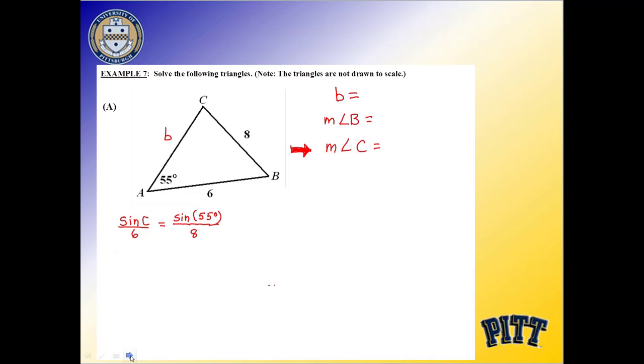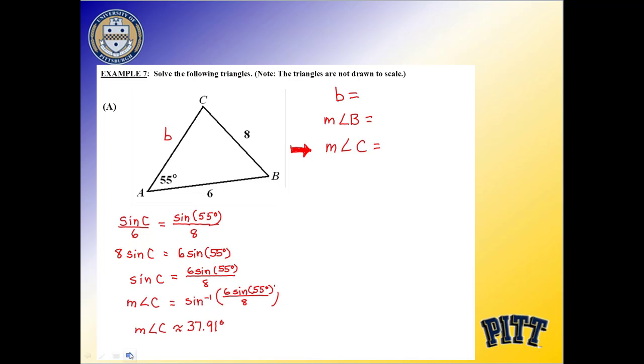So I use the law, I set it up: I have the sine of angle C over side C, which is 6, equaling the sine of 55 degrees, which is the sine of A, over side A, which is 8. So I solve the equation for C. I multiply both sides by 6, I divide both sides by 8, and I do an arc sine of that to get 37.91 degrees.